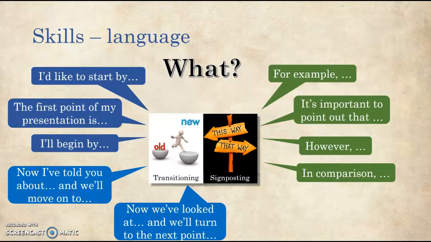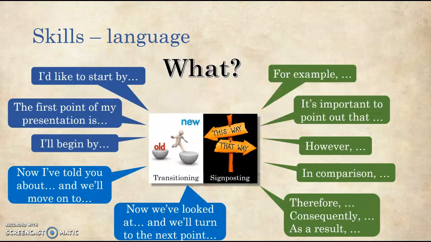Or if you want to point out a logical sequence between different points, or if you want to give a conclusion, you could say, "therefore," "consequently," "as a result." Please note that these are just some random examples, and if you want a more complex list of signposting and transitioning language, then I would recommend you do some online research as part of your journey in learner autonomy and critical thinking.